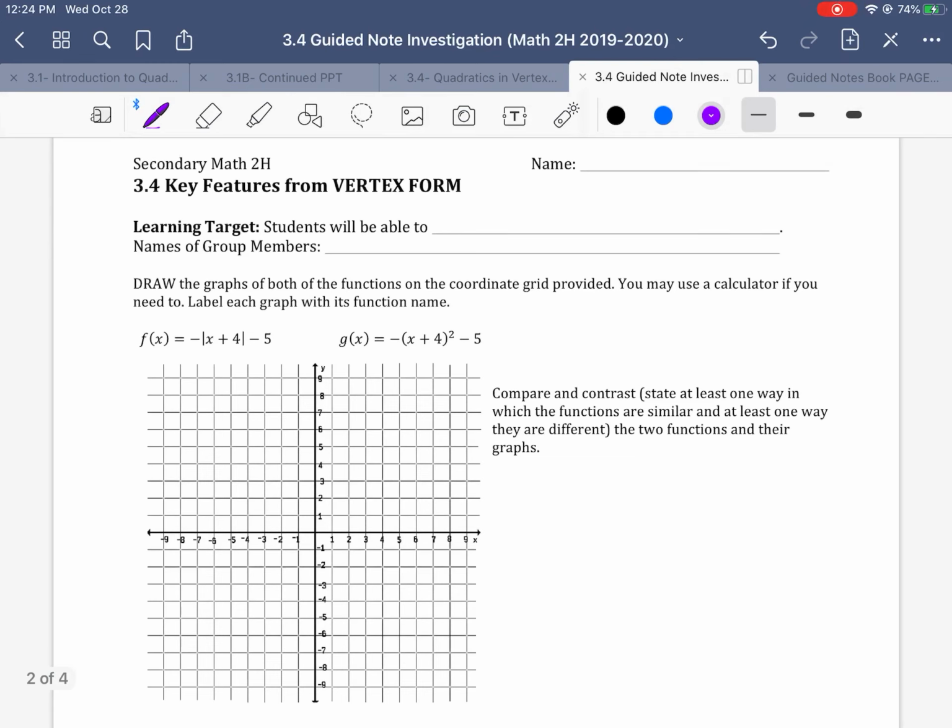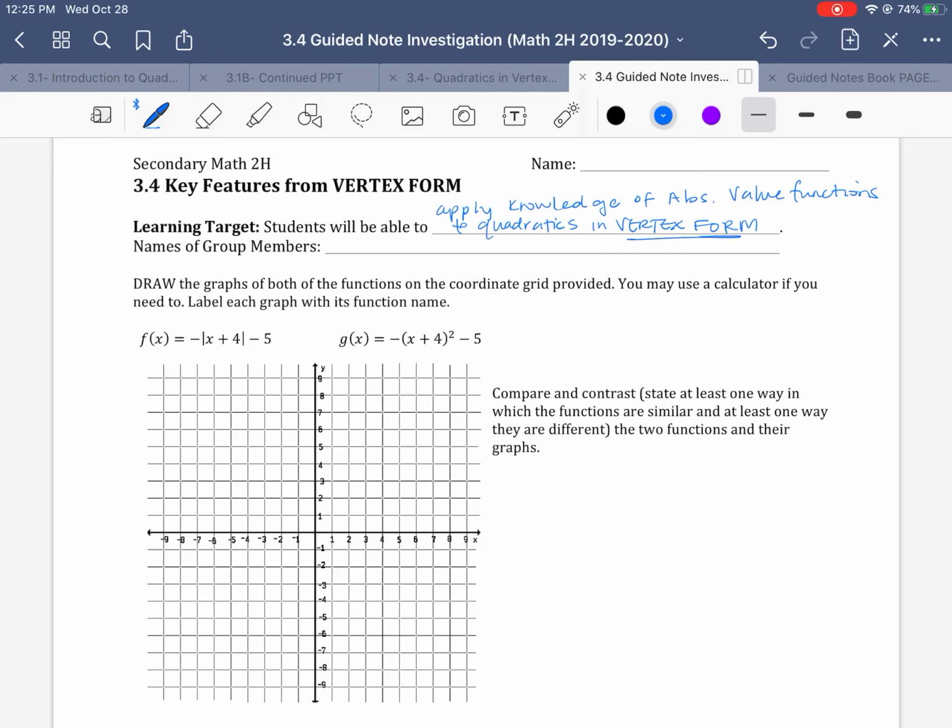The very first thing on this is our goal here is that we will be able to actually apply what you know about vertex form. So apply knowledge of absolute value functions to quadratics. Yikes, this is going to be a long one in vertex form.